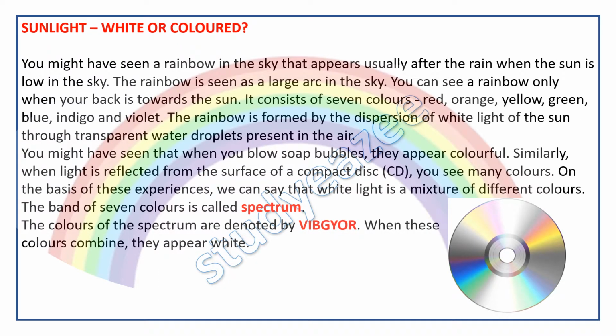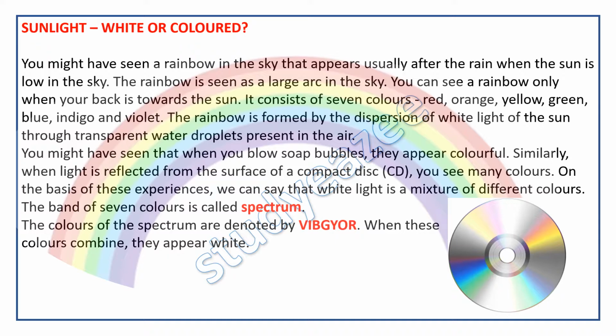Sunlight, is it white or colored? You might have seen a rainbow in the sky that appears usually after the rain when the sun is low in the sky. The rainbow is seen as a large arc in the sky. You can see a rainbow only when your back is towards the sun. It consists of 7 colors: red, orange, yellow, green, blue, indigo and violet.